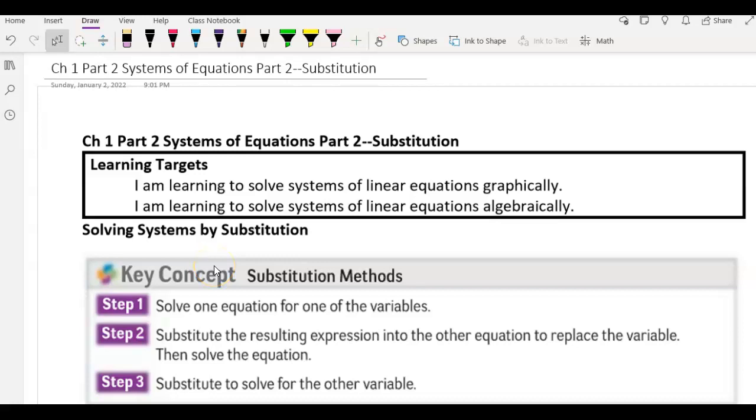Alright, so today we're going to look at the second part of solving systems of equations, and that is by substitution. So, I'm learning to solve systems of linear equations algebraically. Let's go ahead and take a look.